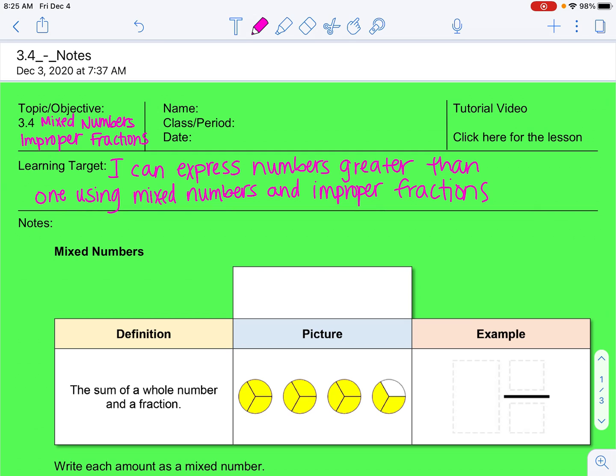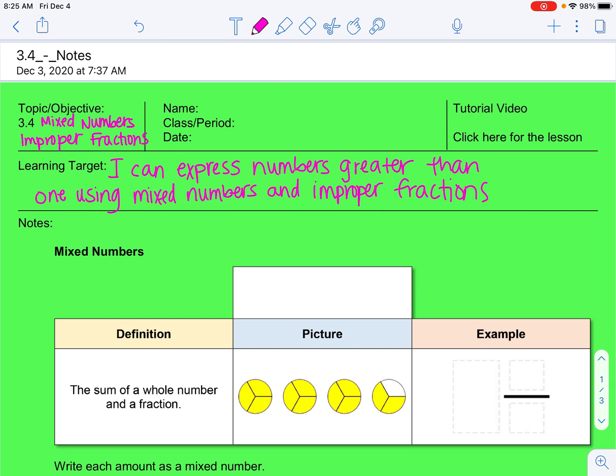Today we are going to continue Unit 3, which is all about mixed numbers and improper fractions. So our learning target for today is: I can express numbers greater than 1 using mixed numbers and improper fractions. Alright, so let's get started.